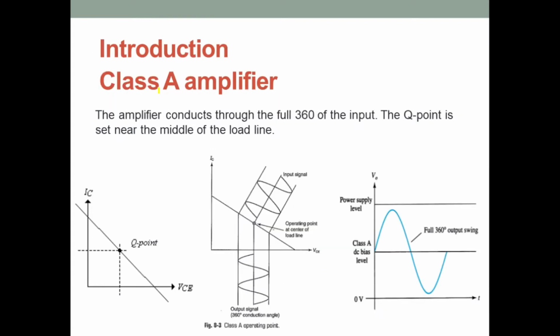A brief introduction to what we are doing in this assignment. What we design in this assignment is a class A amplifier. A class A amplifier is an amplifier that conducts through the full 360 degrees of the input signal. The DC operating point, or the Q point, of the class A amplifier is set near the middle of the load line.